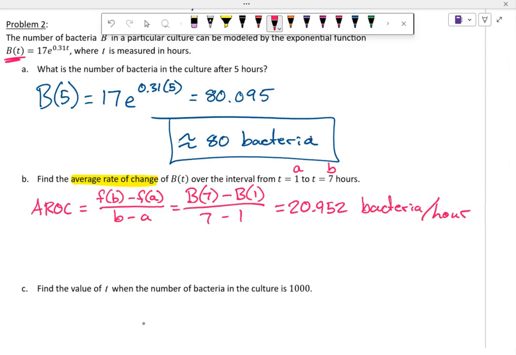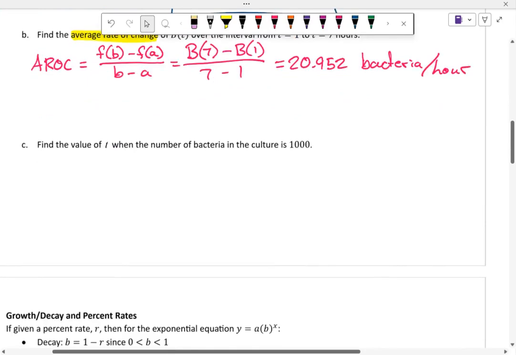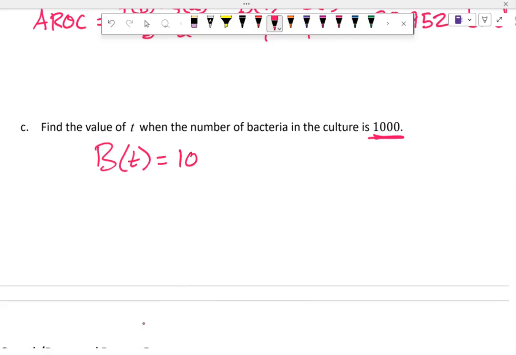Part C, find the value of T when the number of bacteria in the culture is 1,000. Now, on this one, 1,000 is not a time. This is the number of bacteria. So this is asking when B of T equals 1,000. What is the function B of T? What did I give you up at the top? 17 times e to the t, and we want that to be equal to 1,000.